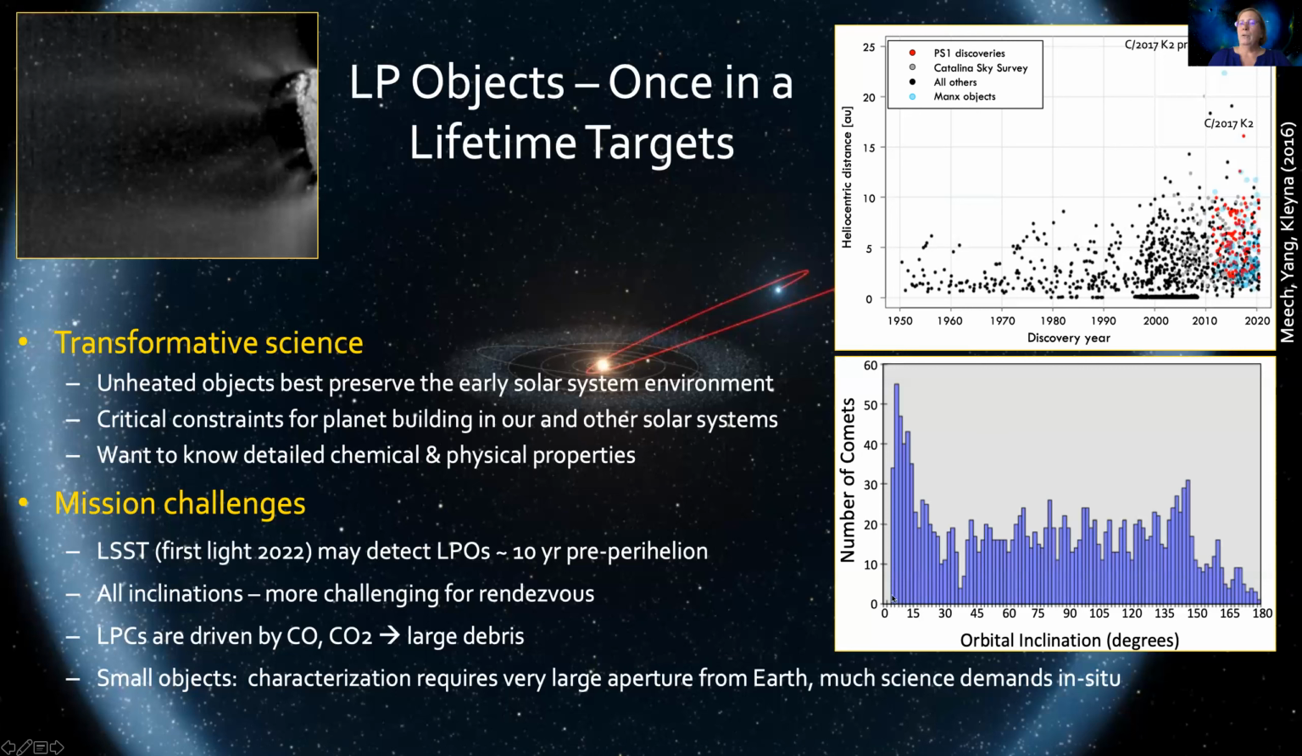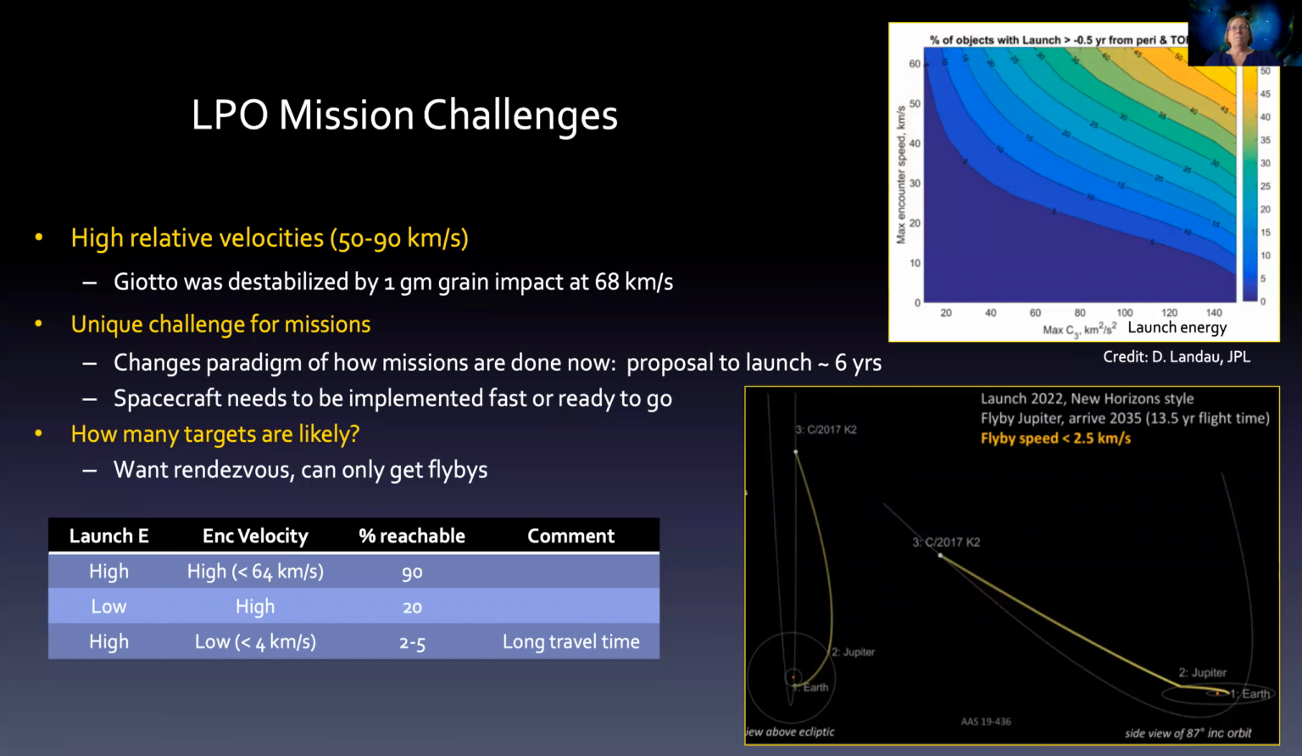Also, unlike Jupiter family comets that we've visited to date, long period objects can have any orbital inclination, which makes mission access difficult. So here's the challenge. If you want to do some of this high-level science, the isotopic work, you want a rendezvous where you spend time at the object.